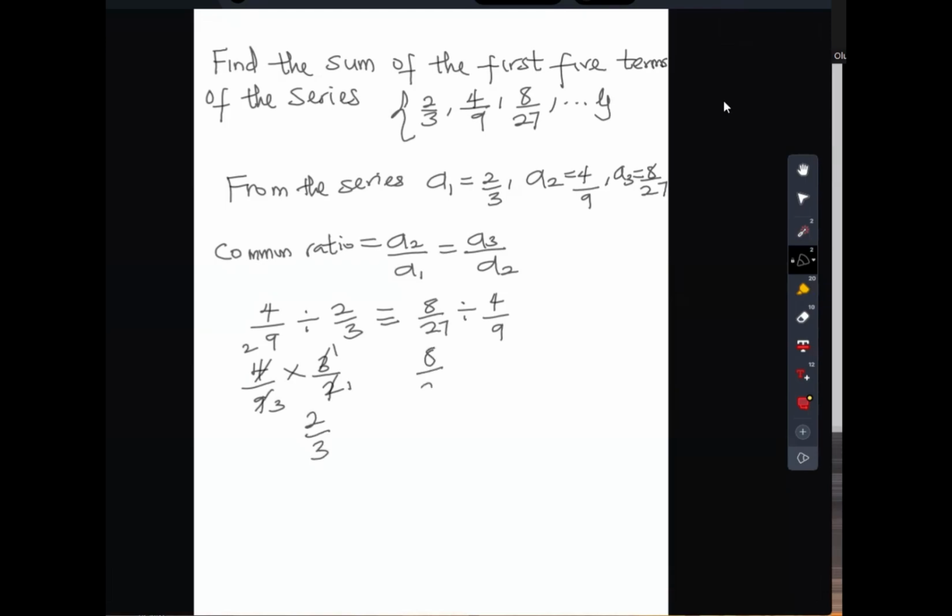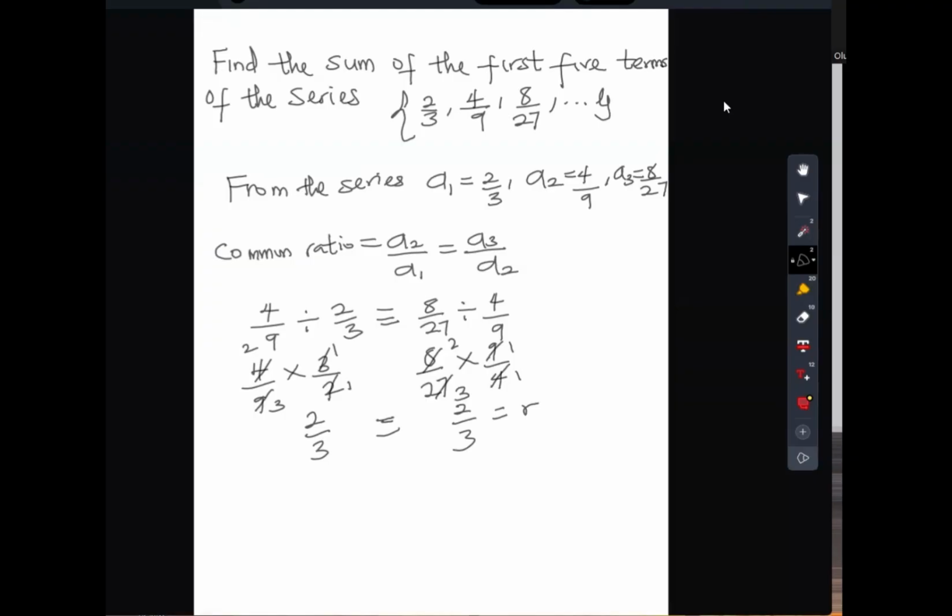So we have 8 over 27 times 9 over 4. If I do here, 4 goes into 4 one time, 4 goes into 8 two times, 9 goes into 9 one time, 9 goes into 27 three times. And this is 2 third. So it's the same thing. It's a geometric progression, and the common ratio R is 2 over 3.